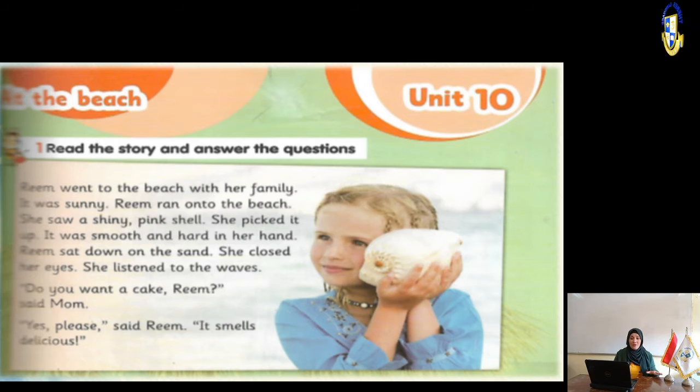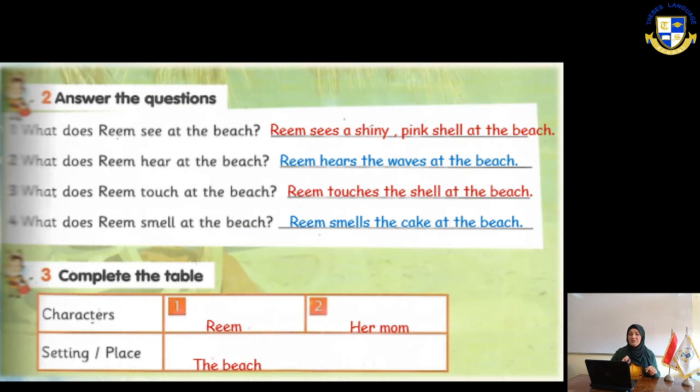Reem sat down on the sand. She closed her eyes. She listened with her ears. She listened to the waves. Do you want a cake, Reem? said Mom. Yes, please, said Reem. She smells with her nose. It smells delicious.